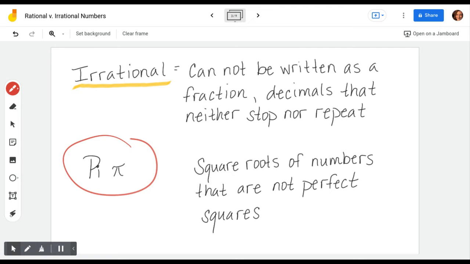It's irrational. And then we're going to start talking on this next slide about square roots. If you take the square root of a number that's not a perfect square, so you don't get a nice, neat whole number answer, that is also irrational.